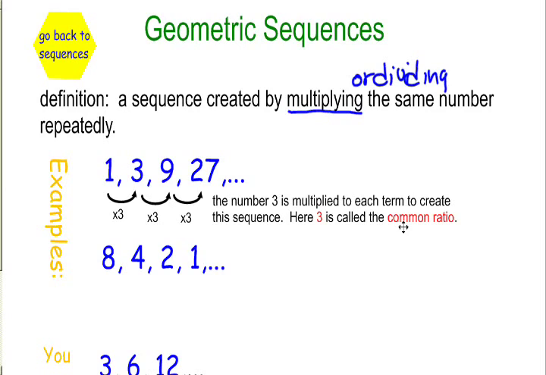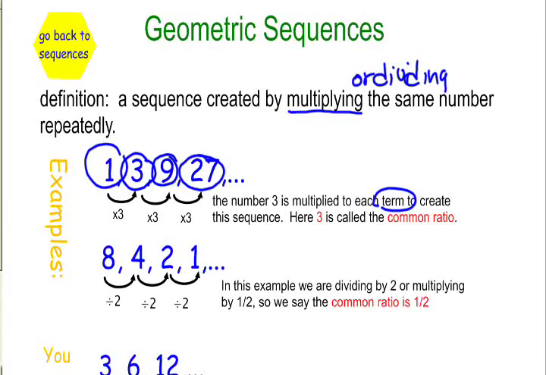The 3 here is called the common ratio, and that's the next word we're going to be using. You can see it in the notes. Each term. The term, and you've got that definition down on your sheet, is each number in a list of numbers, or each number in a sequence. So the 1 is a term, the 3 is a term, 9 is a term, 27 is a term. It's just a fancy way of saying each number in the sequence.